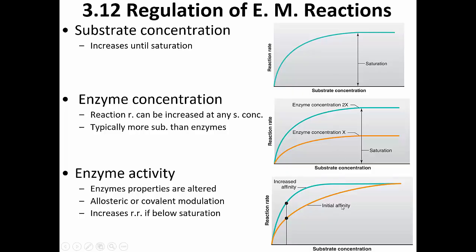The last possibility is that we can adjust the actual activity of the enzyme. And so in this case, we're adjusting the properties of the enzyme using allosteric or covalent modulation, as we discussed previously. And if we are below saturation, this is going to have an impact on the overall reaction rate of the enzymatically catalyzed reaction. Here, we see this depicted in the lower right-hand corner of our screen. The orange line indicates the initial affinity of the enzyme for the substrate, and so we can see the progression of the reaction as we increase the substrate concentration.